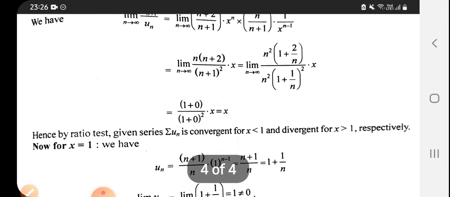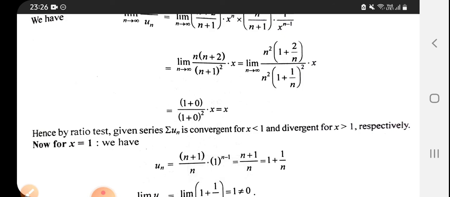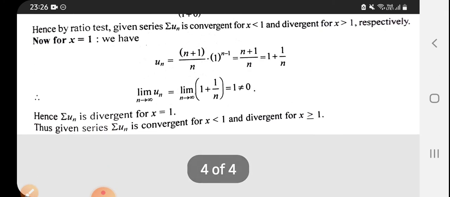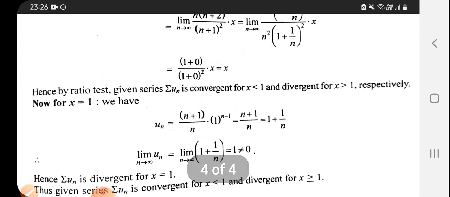Test the convergence of the following series. Un plus 1 upon un, that is x. Everything depends on the value of x. If x is less than 1, converges. X is greater than or equal to 1, converges.